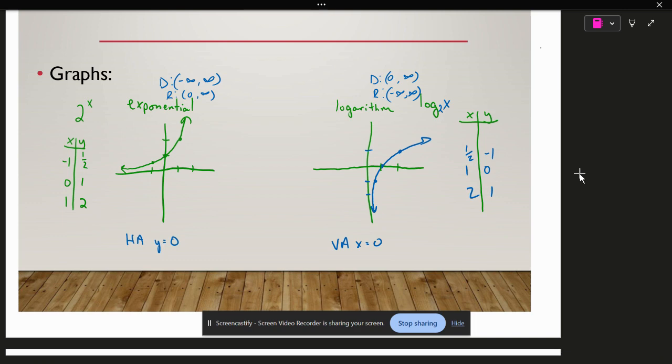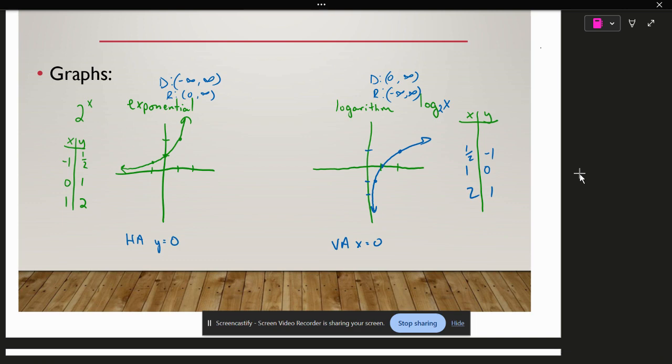Some key features to distinguish: there's the horizontal asymptote at y equals 0. You have the domain of all real numbers, the range from 0 to infinity. If you take a look at the XY chart, negative 1, 0, 1, and then we'll take a look at the XY chart with the logarithms, it literally flips. Your horizontal asymptote then also becomes a vertical asymptote where x equals 0. Your domain and range flip as well. And that's pretty much that.